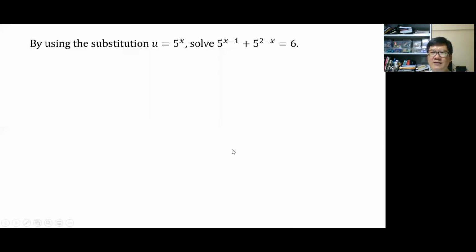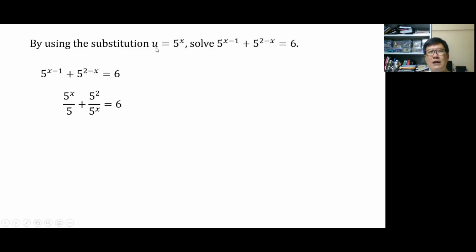All right, so again, it's messy here. Let's repeat that over here. And let's do this. So 5 to the power of x divided by 5 to the power of 1, divided by, because it's minus 1, 5 to the power of 2 divided by 5 to the power of x, divided by 5 to the power of x because of the minus x here, equals 6. Nothing much you can do over here.